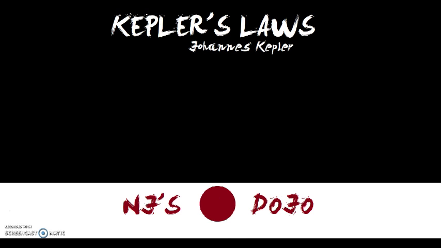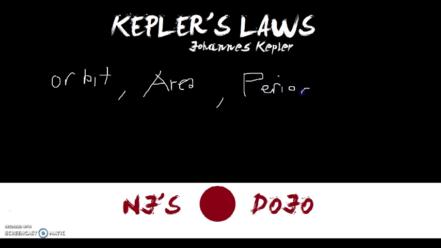Now, basically, these laws are founded upon 3 types of laws. The first law deals with orbit. The second law deals with area. And the third law deals with periods. Now let's try to get an in-depth idea on these notions.